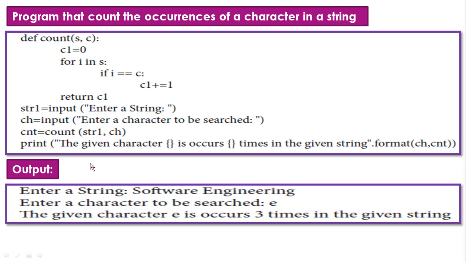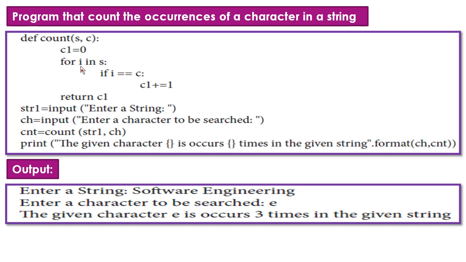For example, we are giving the value software engineering as the str1 value, and the character to be searched is E. So software engineering and E are passed to s and c. Here s contains software engineering, c contains E. Now for counting the occurrences, the starting value is 0. So the c1 variable is used to count the number of occurrences.